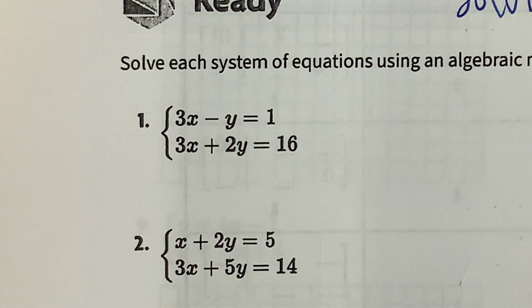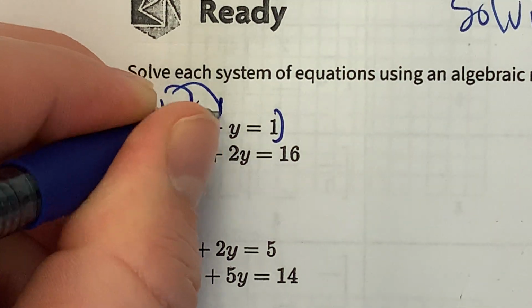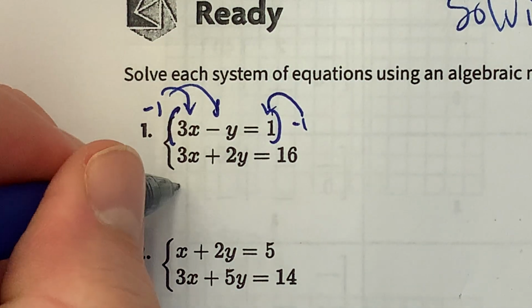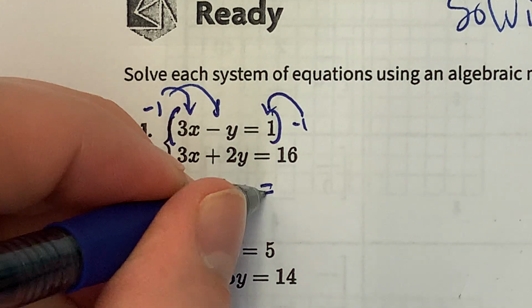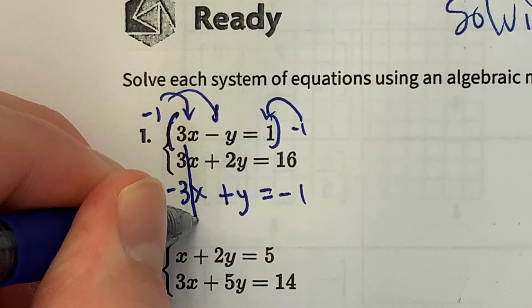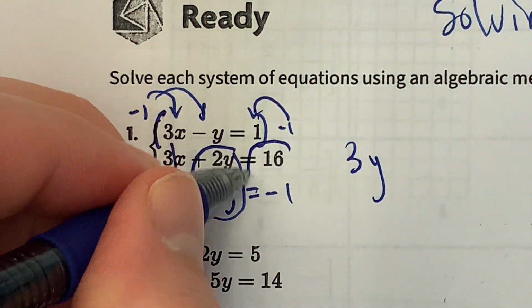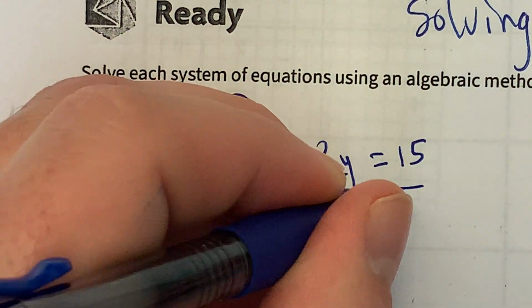They're both 3x. 3x plus 3x is 6x. I don't want 6x. I want 0x. How do I get 0? Well, you're going to have to multiply a negative 1 into the top. And that changes the sign on everything. So now you have negative 3x, a positive y, and a negative 1. And now those 3x's do cancel. This becomes 3y. And this is 16 minus 1 becomes 15. And now you're going to divide both sides by 3.